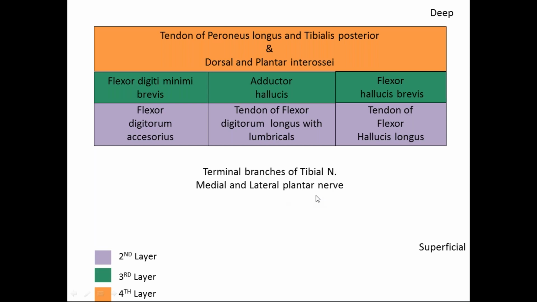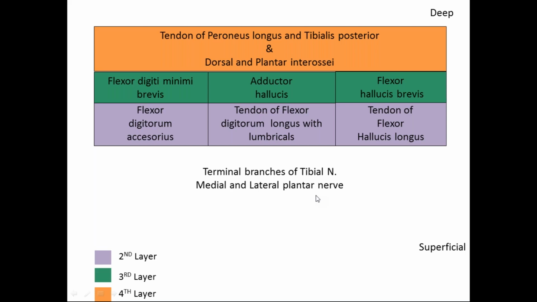If you look at the sole after removing the skin or the plantar aponeurosis, it would be difficult to see the terminal branches. As we know, the tibial nerve in the back of the leg is a deeper nerve, right? So the terminal branches emerging from it are also deeper, and we have to reflect some layers of muscle to identify them.